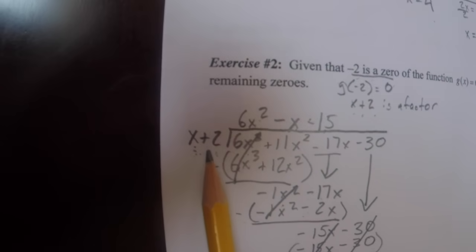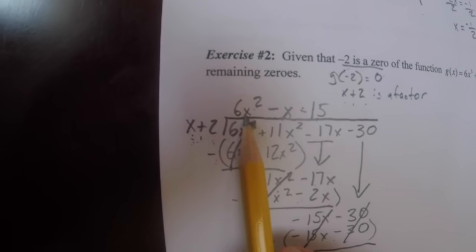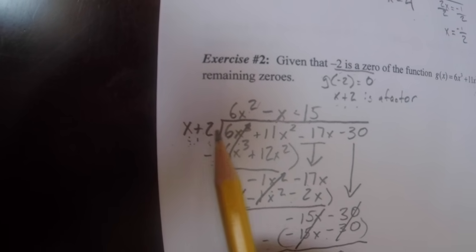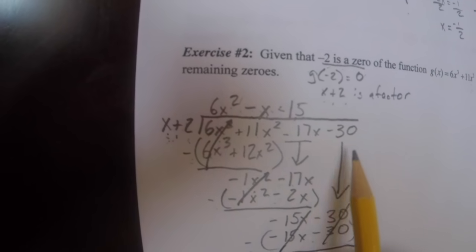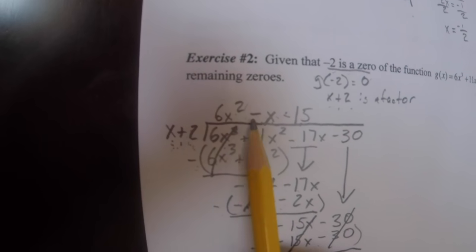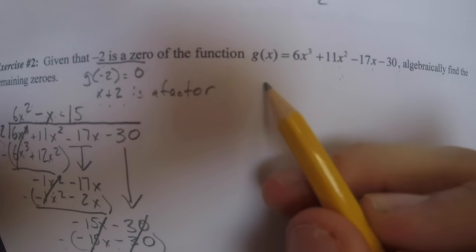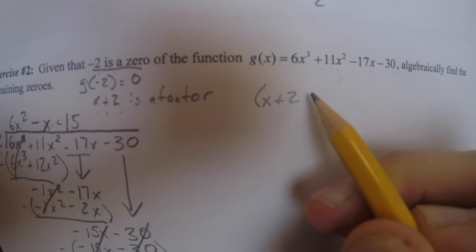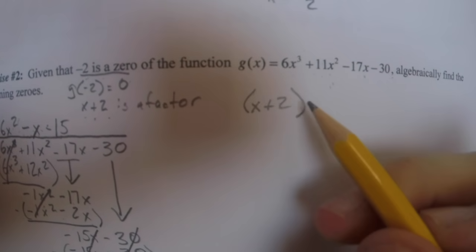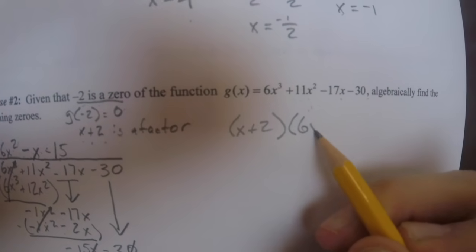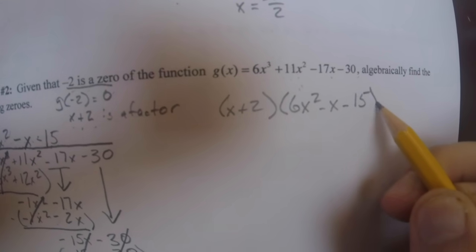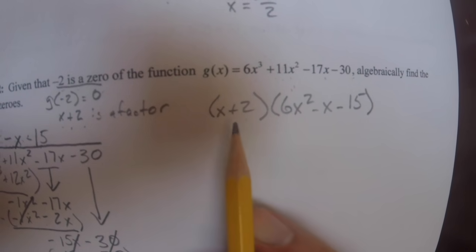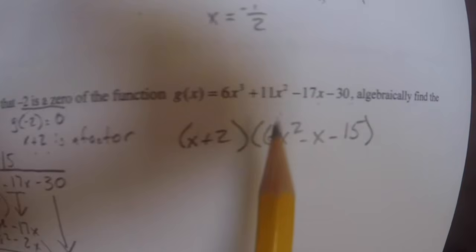Which means that these are my two factors. x plus 2 times 6x squared minus x minus 15. If I multiply these two together, the divisor and the quotient, I get this function under here. This times this gives me this.